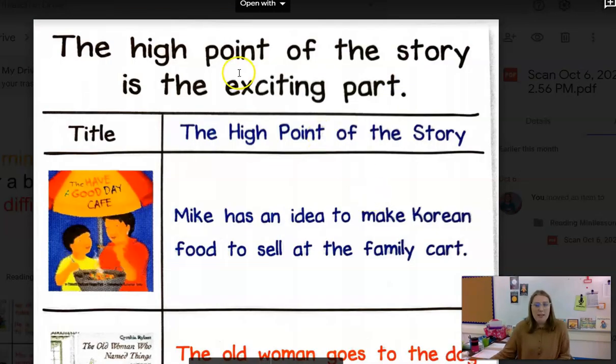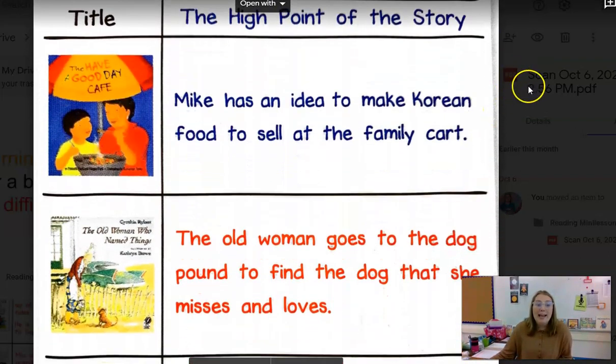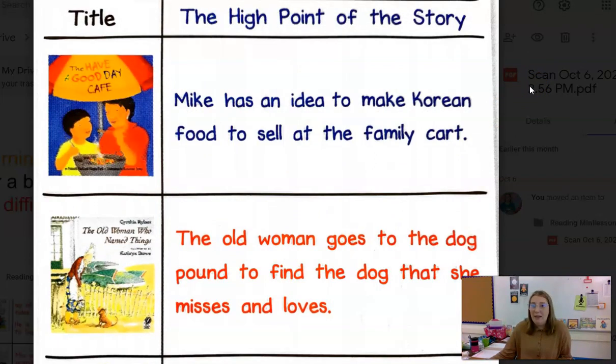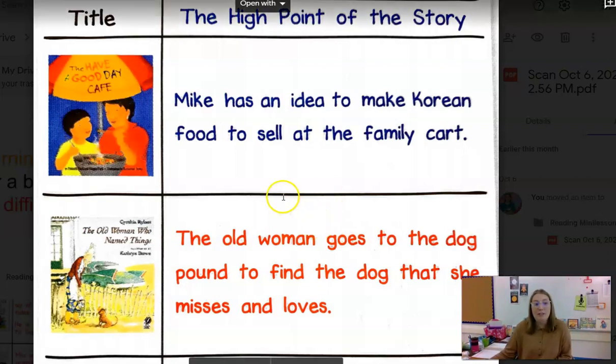So as we can see, we have our statement at the beginning. The high point of the story is the exciting part. So we're looking again at the book, The Have a Good Day Cafe. And if you haven't read this story yet, it's all about a family that owns a food cart, and they make the choice to start selling Korean food instead of American food because they are not getting enough customers. So the exciting part or the high point or the climax of this story is that Mike has an idea to make Korean food to sell at the family cart.